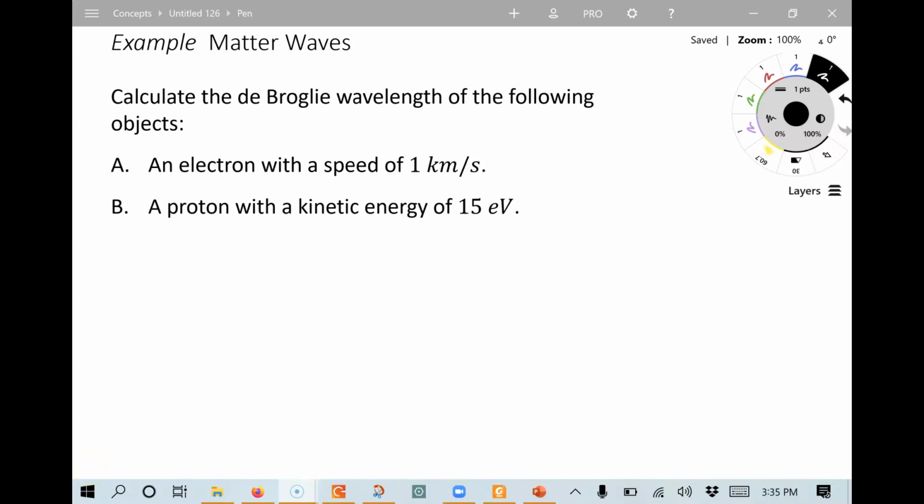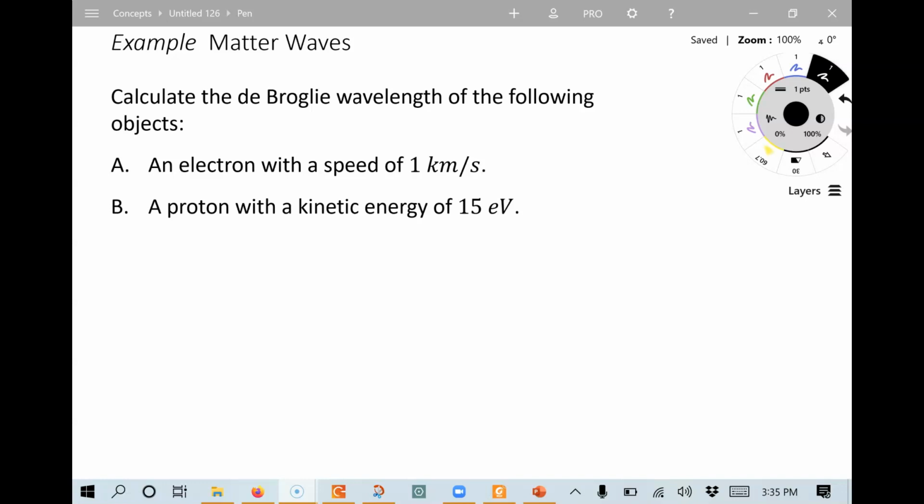Hi, this is an example problem on calculating the de Broglie wavelength for matter waves from chapter 29. All right, so we've got two objects, an electron and a proton, something that we typically think of as a particle. But as we learn in this chapter, any type of object, whether it has mass as these particles do or not, can also have a wavelength and exhibit wave properties.